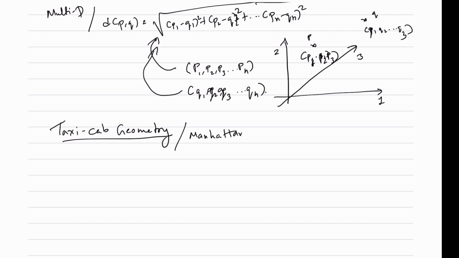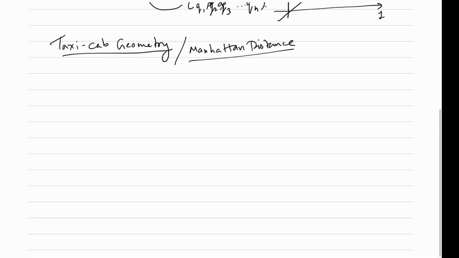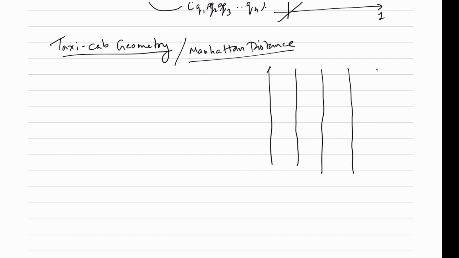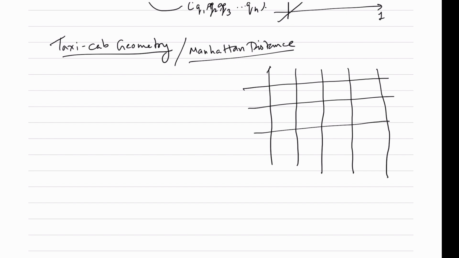Okay, Manhattan distance formula. The reason why it is called Manhattan distance or taxi cab geometry is because it's in a grid format. So imagine, like in Manhattan, you have streets and avenues, right? And these streets and avenues are basically in horizontal and vertical direction. Okay. Now the distance between one point to another point cannot be a straight line.